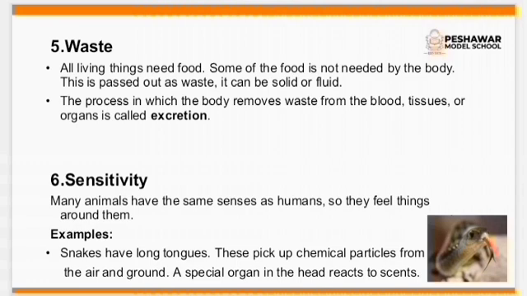Next one is waste. All living things need food. Some of the food is not needed by the body. This is passed out as a waste. It can be solid or fluid. The process in which the body removes waste materials or waste product from the body, from the blood, tissues or organ is called excretion, or simply the process of removing excess from your body is known as excretion. So you can call this one characteristic or function as waste or excrete.